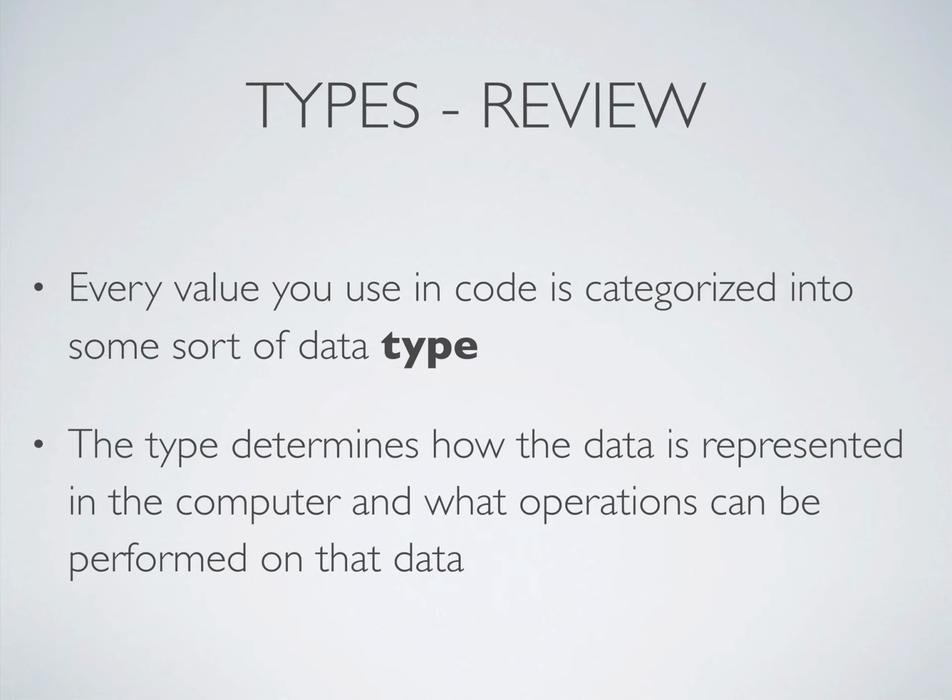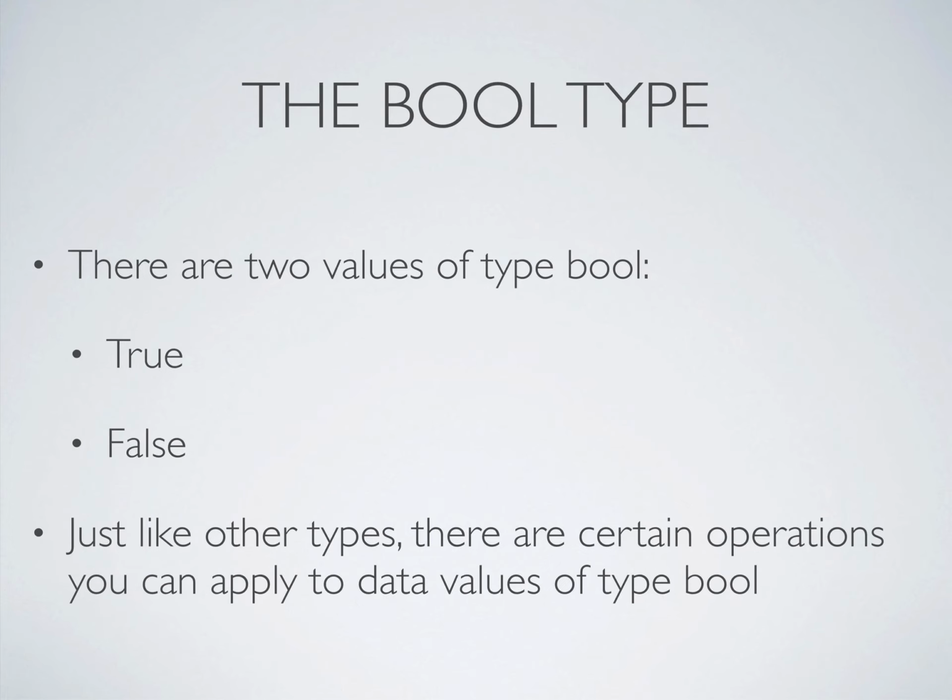Really quickly, let's start with a review. So at the very beginning of the quarter, we talked about types. So remember, every value that you store in code is categorized into some sort of data type. And this type determines how the data is stored in the computer and what you can do with that data. So far we've talked about strings, and we've talked about numerical types, specifically integers and floating point values.